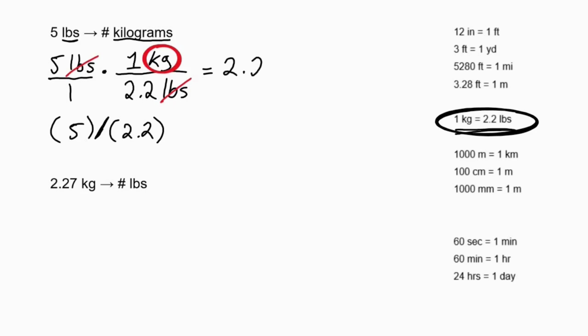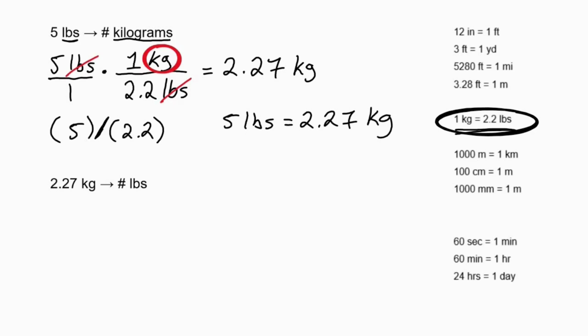2.27 repeating. We could just do 2.27. And once again, the entire reason why we're doing this is because we're doing the unit conversions, so make sure that you include your units. What this is essentially saying is that 5 pounds is equal to 2.27 kilograms. And that's the answer for that one.